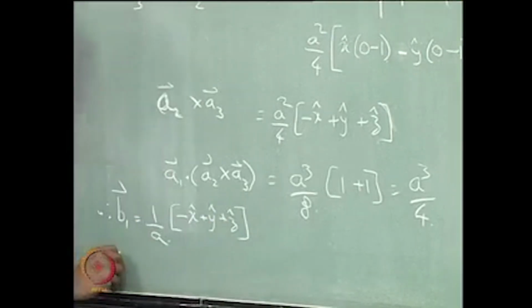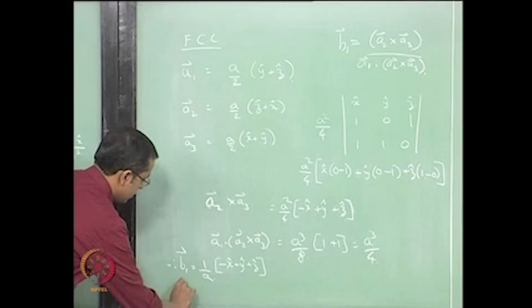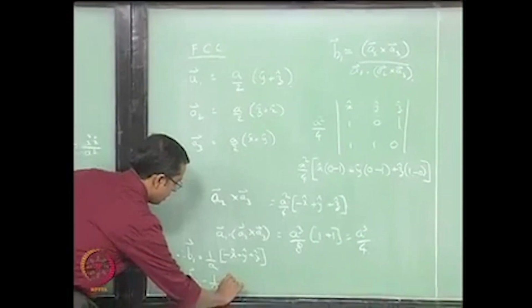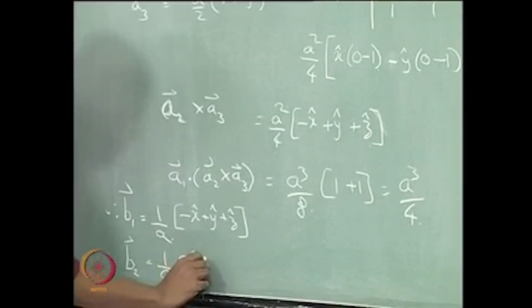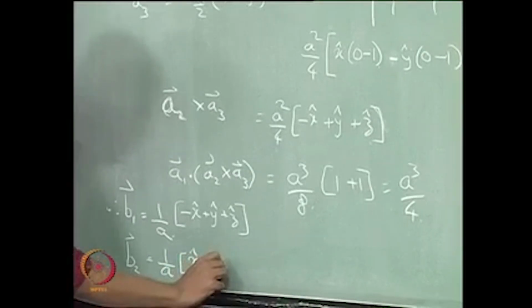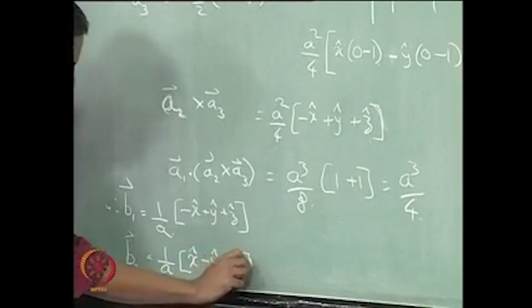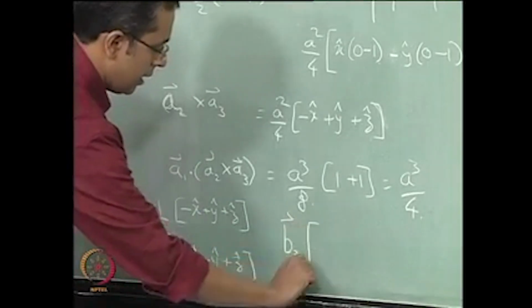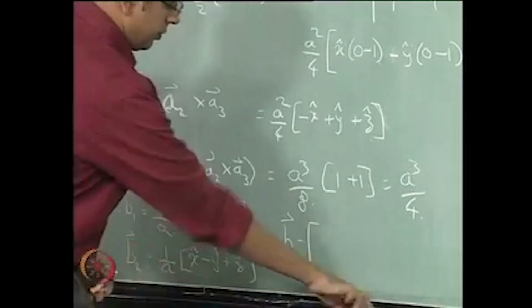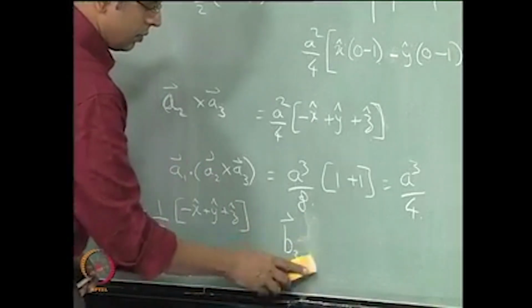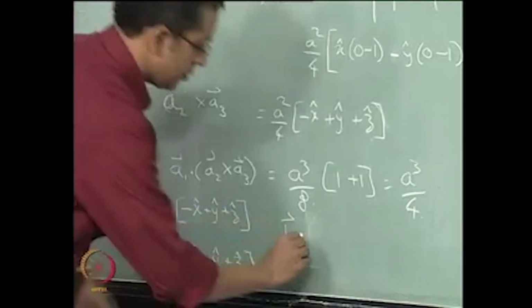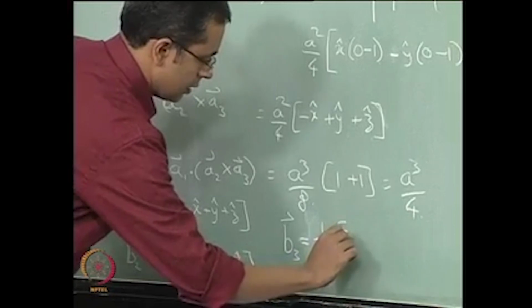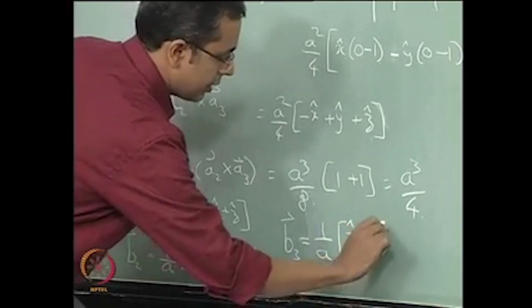So for example, we will just write it here, B2 will simply be the same 1 by a times plus x minus y plus z, and B3 will be plus x plus y minus z.